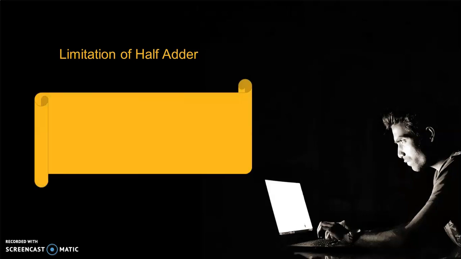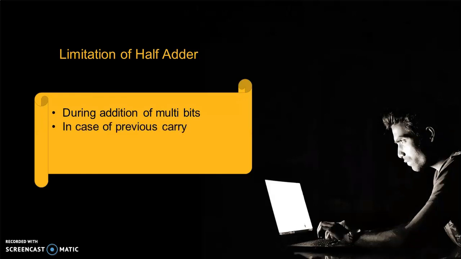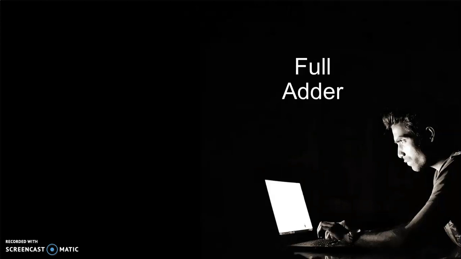For example, during addition of multiple bits, in case of a previous carry, the carry from the previous stage, addition of 3 bits simultaneously is not possible in a half adder. That is one of the major limitations of the half adder. In this condition, the better option is the full adder. So now let us study the full adder.